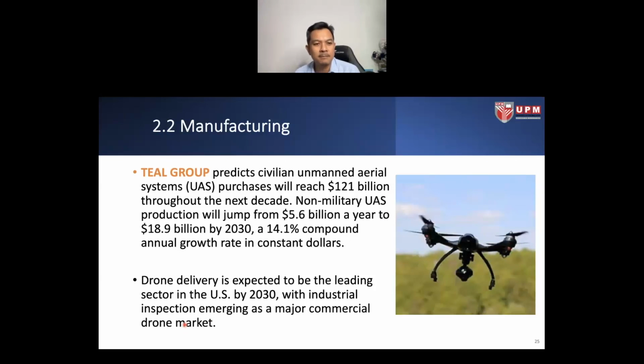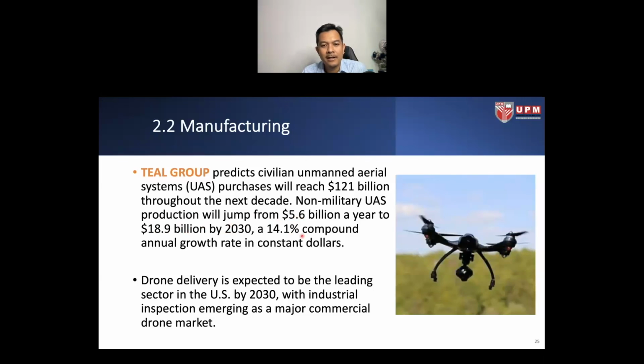The last manufacturing group that I would like to share with you tonight is the Teal Group, which predicts civilian unmanned aerial system, UAS, purchases. More and more countries require unmanned aerial systems, which will reach around 121 billion US dollars throughout the next decade. Okay, non-military unmanned aerial system or UAS production will jump from 5.6 billion a year to 18.9 billion by 2030. So you can see that it's already triple.